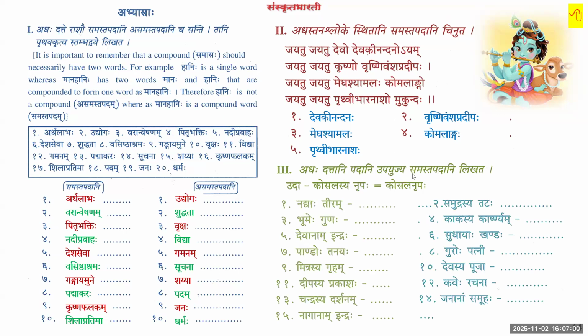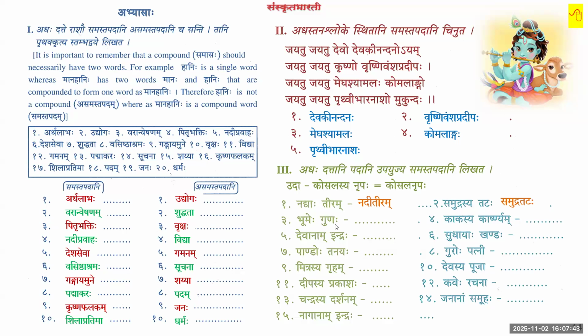Okay. Adaha dattani padani upayujya samasta padani likhata. So Kosalasya nrupaha, Kosala nrupaha, king of Kosala Desha. Nadhyaha tiram, nadi tiram. I will read the text and then you say the answer. Samudrasya tataha, samudra tataha. So we have to drop the pratyaya and then join. They have given fairly simple examples in the beginning where sandhi rules don't come into the picture. It's fairly straightforward to drop the pratyaya and add, but slowly they will complicate it for you.